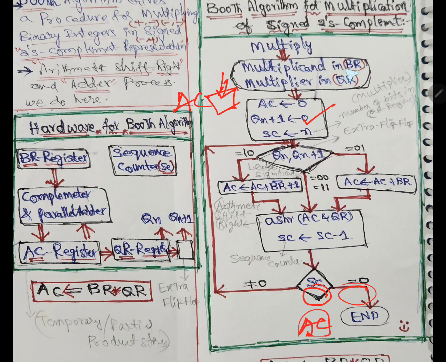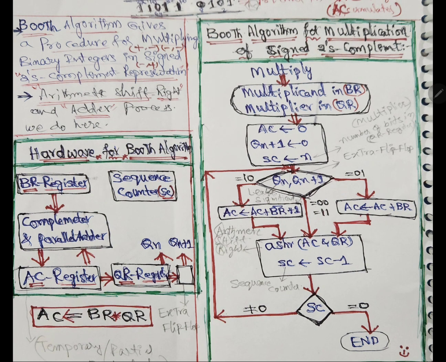I will explain very clearly. If you don't understand, rewind and forward this video. Pause the video and note the points. First the accumulator is cleared to 0. Then the extra flip-flop Qn plus 1 is also kept at 0. Then the sequence counter is n.